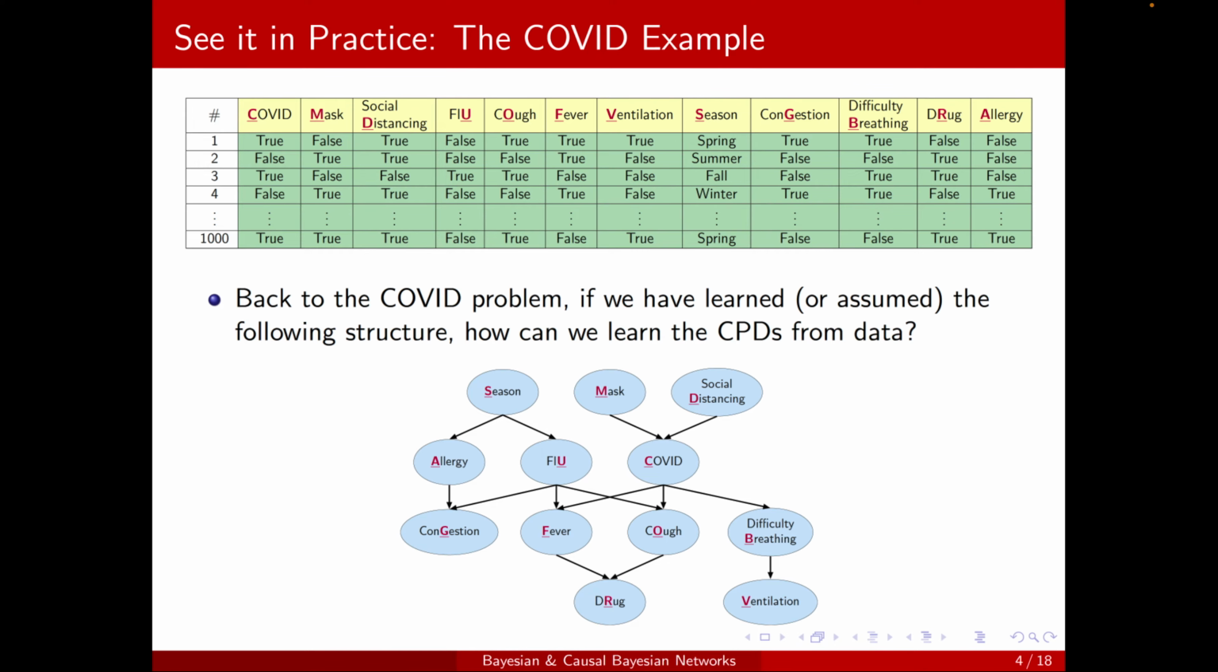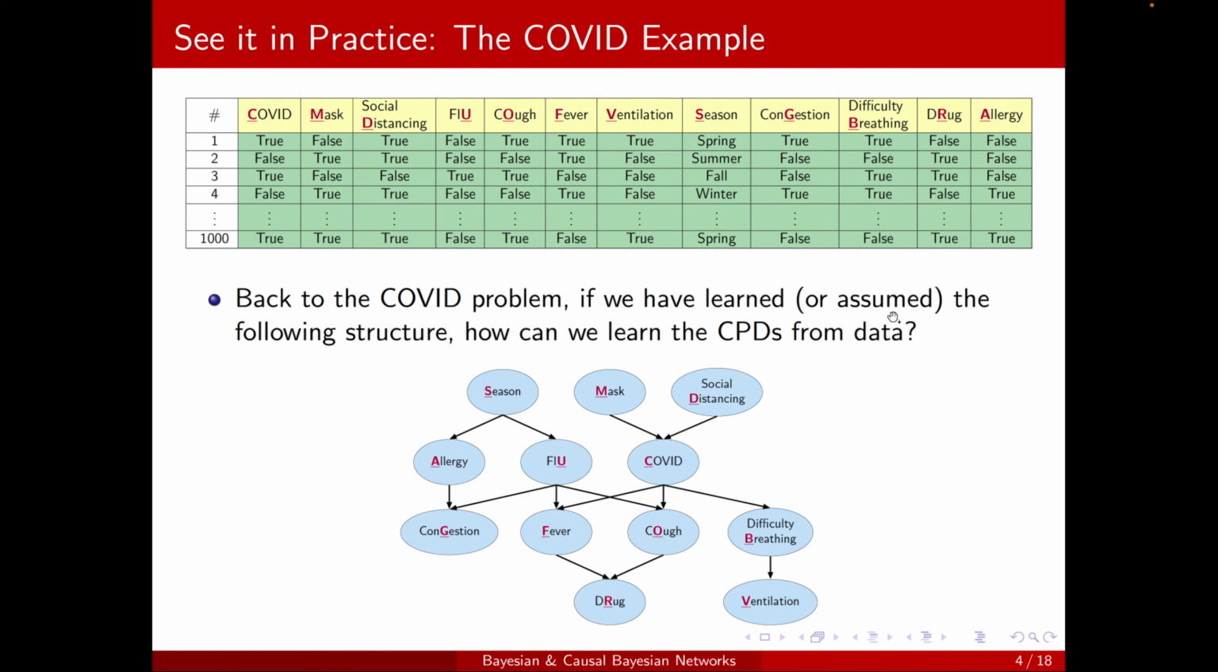Back to our COVID problem, we have a data set of 1,000 samples. We saw that if you're given a factorization of the joint probability distribution, how you can draw this Bayesian network structure. We also saw how to read conditional independencies from this graph, and also, if you're given the CPDs, how to calculate inquiries. But we didn't discuss how we can actually learn or estimate the CPDs. And that's the question here.